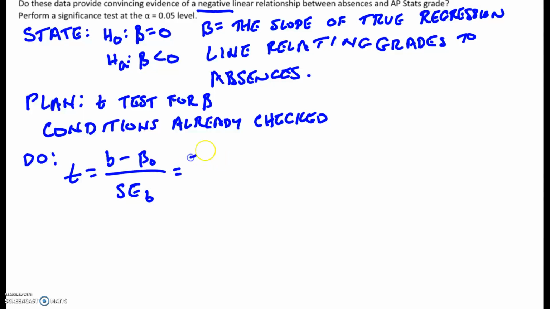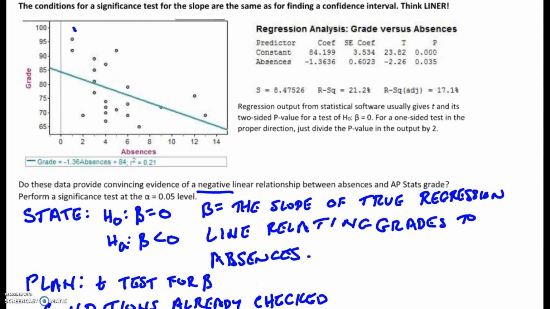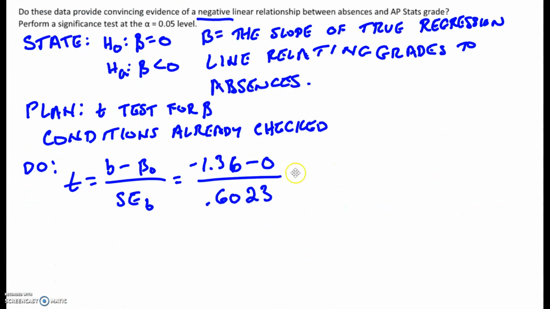So my sample slope is about negative 1.36 minus our hypothesized slope of 0, divided by 0.6023. And the standard error of our slope, I got that from the computer output right here, just like what we used for a confidence interval yesterday. And I can see actually right next to that is my t-score, negative 2.26, which is what we actually end up getting when we divide these. Or more precisely, negative 2.258.